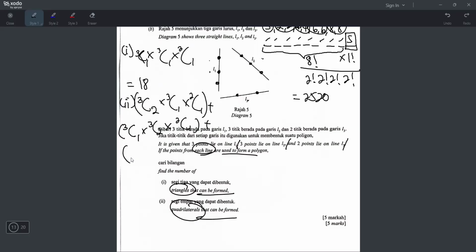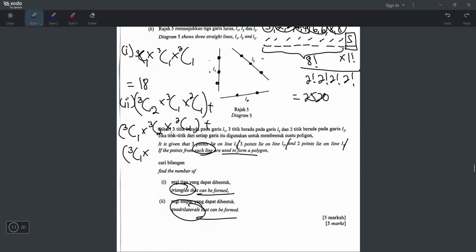Okay, another one is 3C1. Okay, 3C1. And this one I choose, okay, wait. Okay, just now this one I choose 2, right? 3C2, 3C1, 3C2 times 3C1 times 2C1.